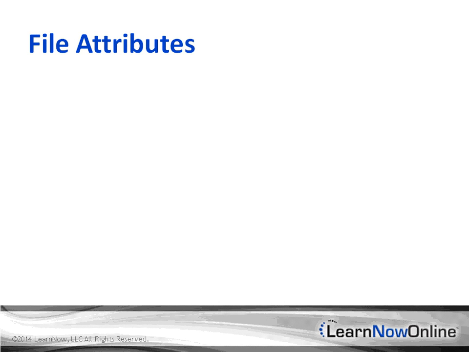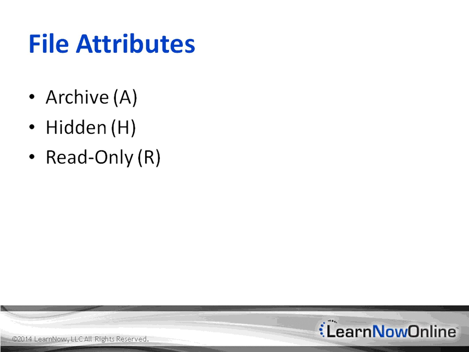File attributes. A file, as well as a folder, but we'll stick with files for right now. A file may have certain attributes attached to it, and there are basically 5 different file attributes: A, H, R, S, and I.